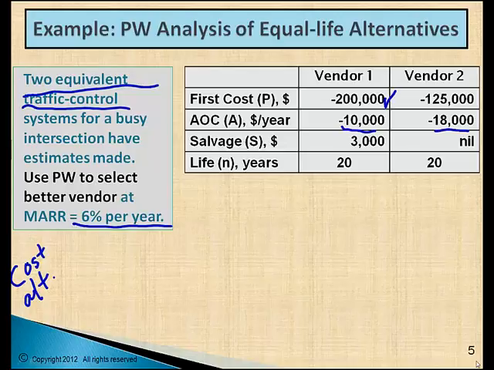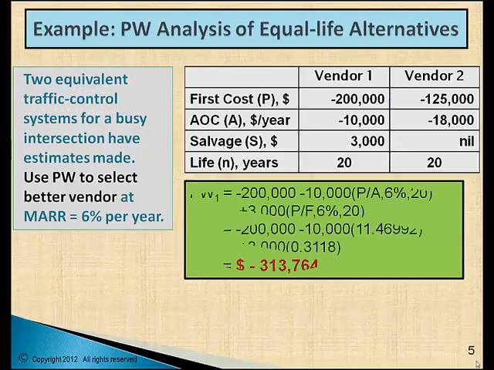The salvage value for Vendor 1 system is $3,000 after the 20 years of life. We will use a plus sign in the computations. Why? Because this estimated salvage value, which is at the end of the life, is considered a savings for Vendor 1 compared to Vendor 2. The lives are equal at 20 years.